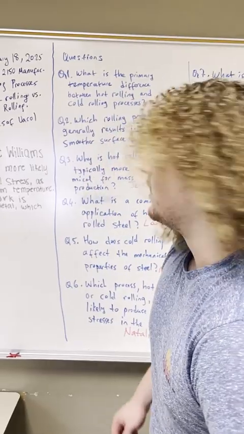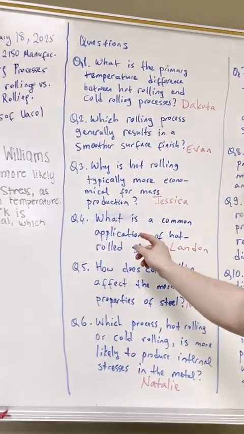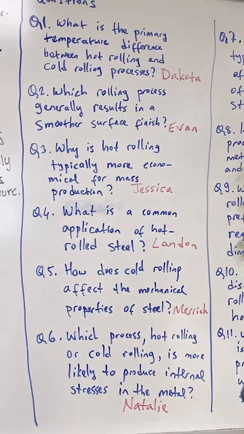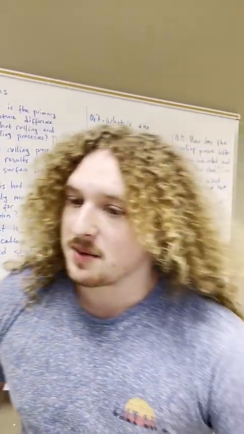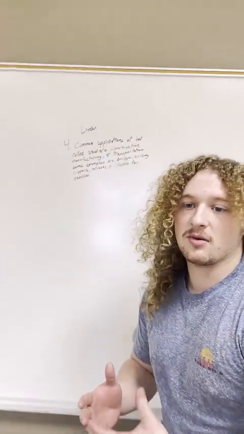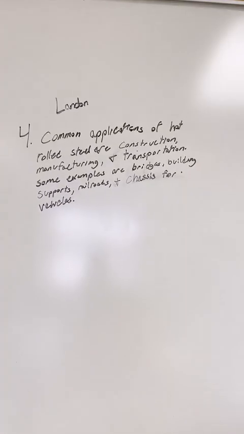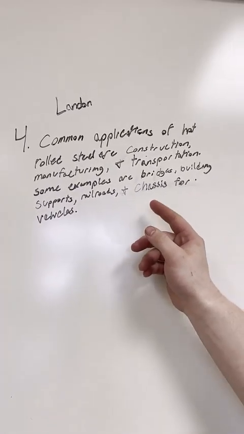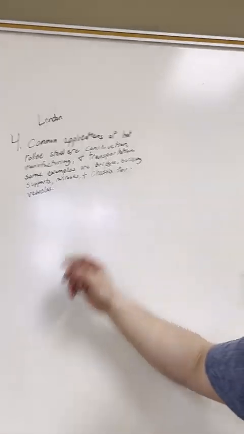I had question 4, which is what is a common application of hot rolled steel? A common application, they're used in manufacturing, construction, transportation, so like bridges, car parts like chassis, buildings, and railroads.